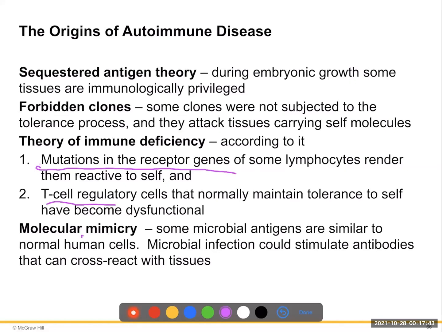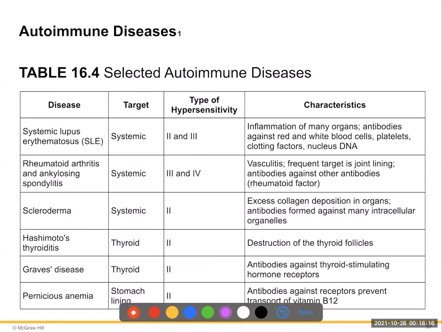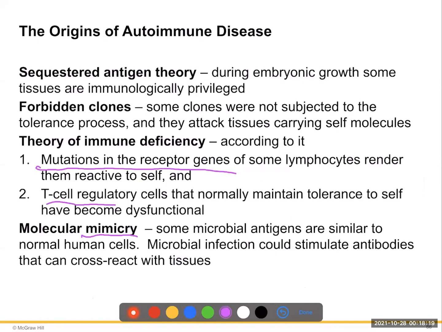Molecular mimicry. Some microbial antigens are similar to normal human cells. Microbial infection produces systemic antibodies that can cross-react. So if we get an infection, our body responds to it and we make antibodies. The antigen on that microbe or bacteria is very similar to ones that are ourself, and so the antibodies start to bind to ones that are close to it, and we get a cross-reaction. Of all the molecules shaped there, some of that's going to happen. That's called molecular mimicry. It's so similar that it can't distinguish self from non-self.